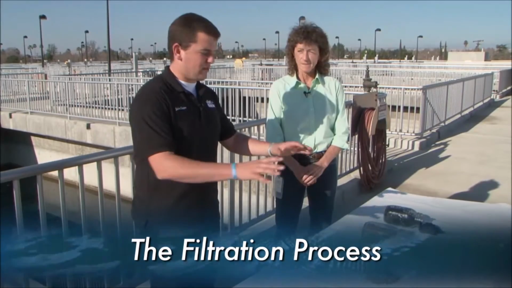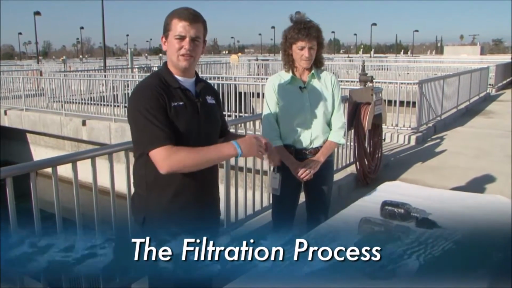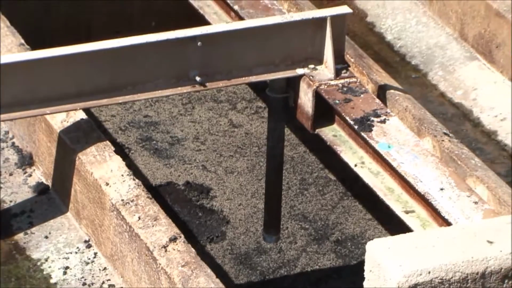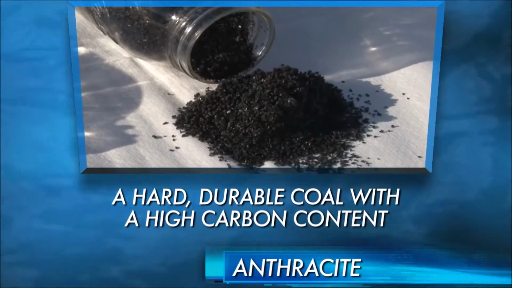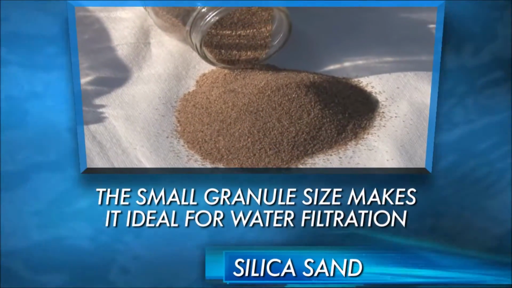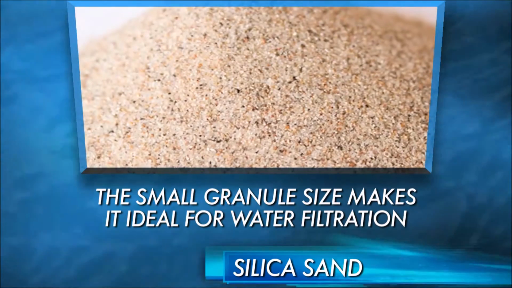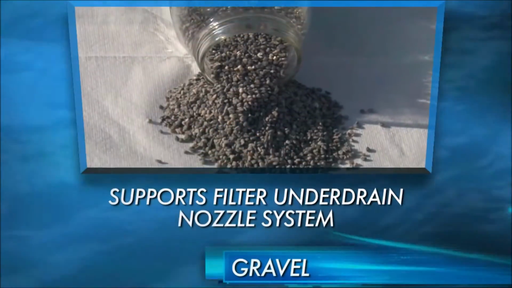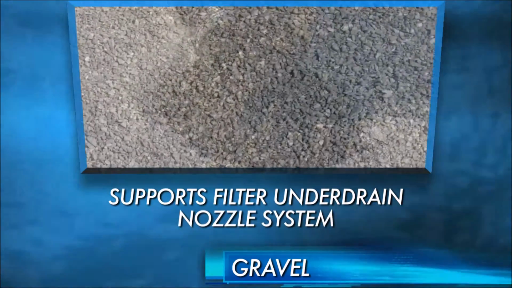All right, so we're with Kelly, and she's going to explain with us the 3 different types of media that go along with the filtration process. Okay. First of all, as I explained earlier, these are dual media filters that mainly consist of the anthracite, silica sand, and then a small amount of gravel is used for support.